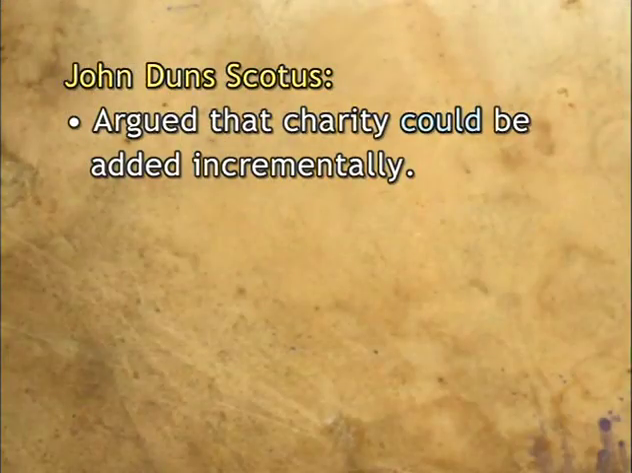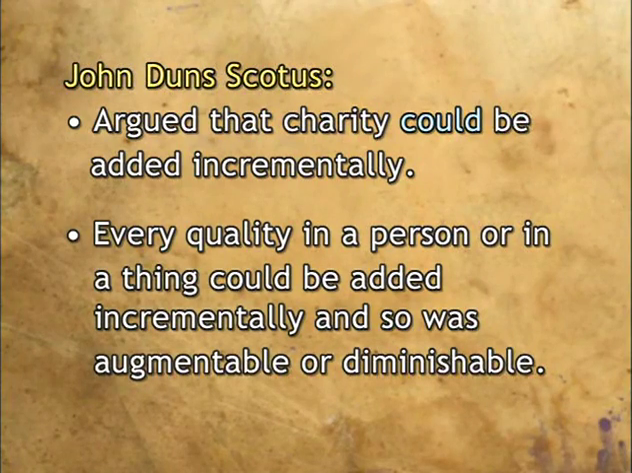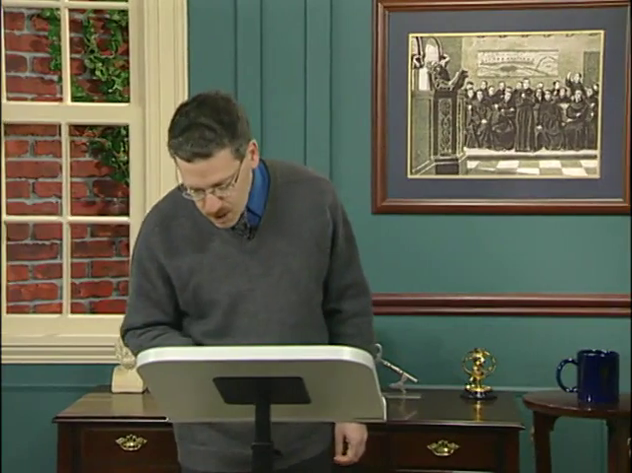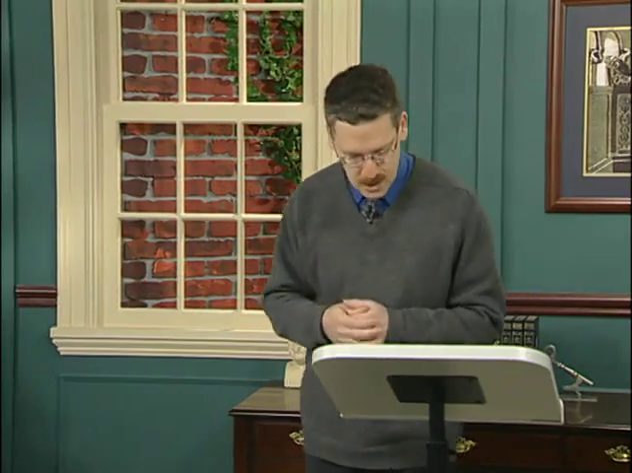He argued that charity could be added incrementally. And in fact, every quality in a person or in a thing could be added incrementally, and so was augmentable or diminishable. This notion came to be called the notion of the intention and remission of qualities, the increase and decrease of qualities. Now, shortly thereafter, after John Duns Scotus, sometimes called the subtle doctor, proposed this, the notion was applied not only to Aristotelian motions of quality, but motions of place.